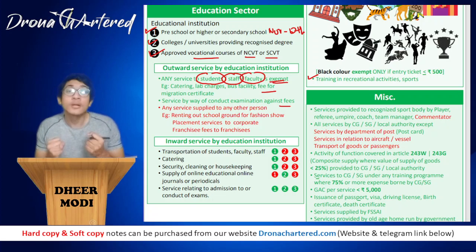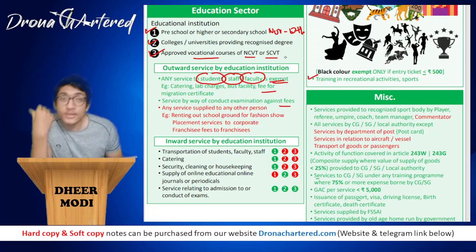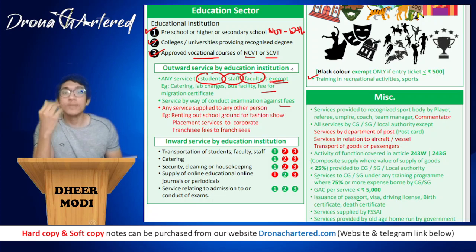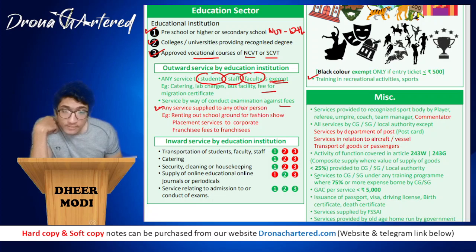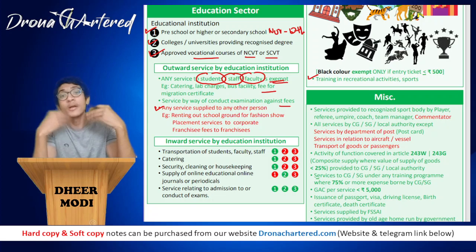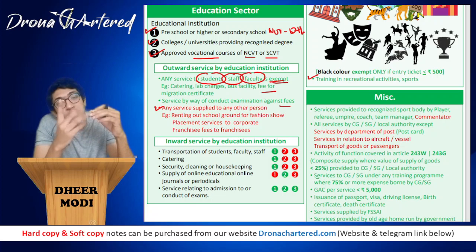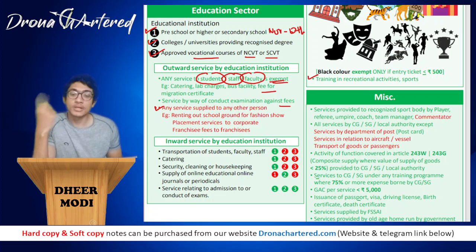There is a little confusion in inward service, but you have to remember outward service by these institutions are exempt if they are provided to student, staff, faculty. Okay, so only and only outward service to student, staff, faculty is exempt. Any service supplied to any other person, now that will become taxable. Therefore you have to remember outward service by an education institution to any student, staff, faculty, that is exempt. However, to any other person it will become taxable.